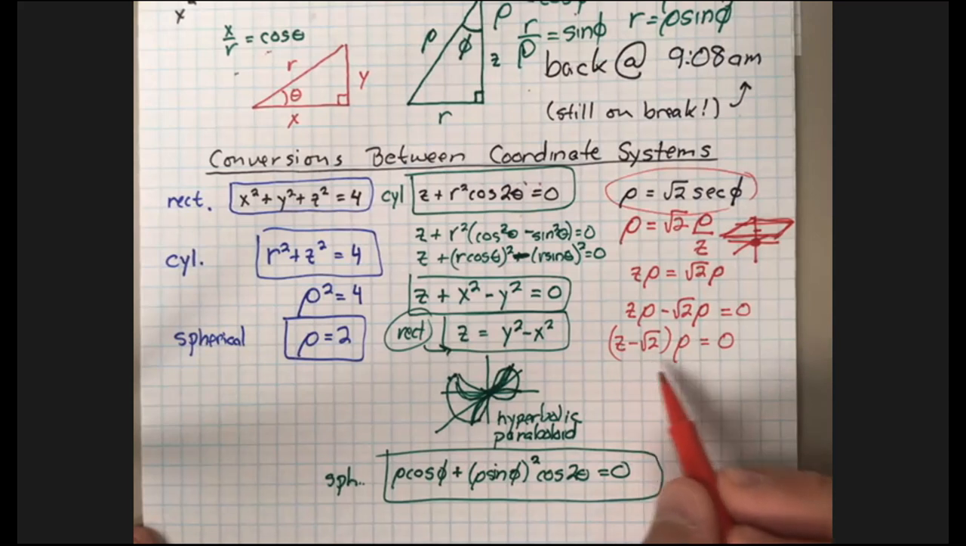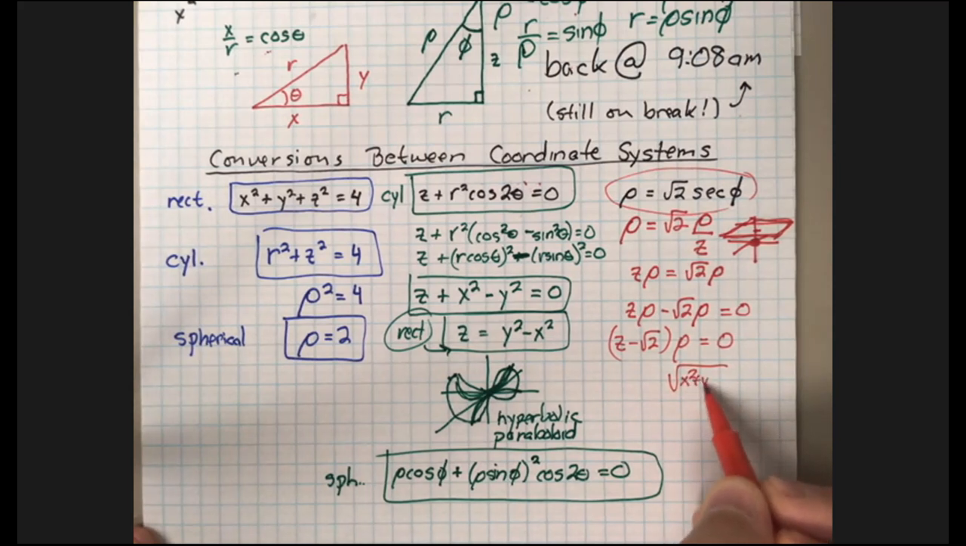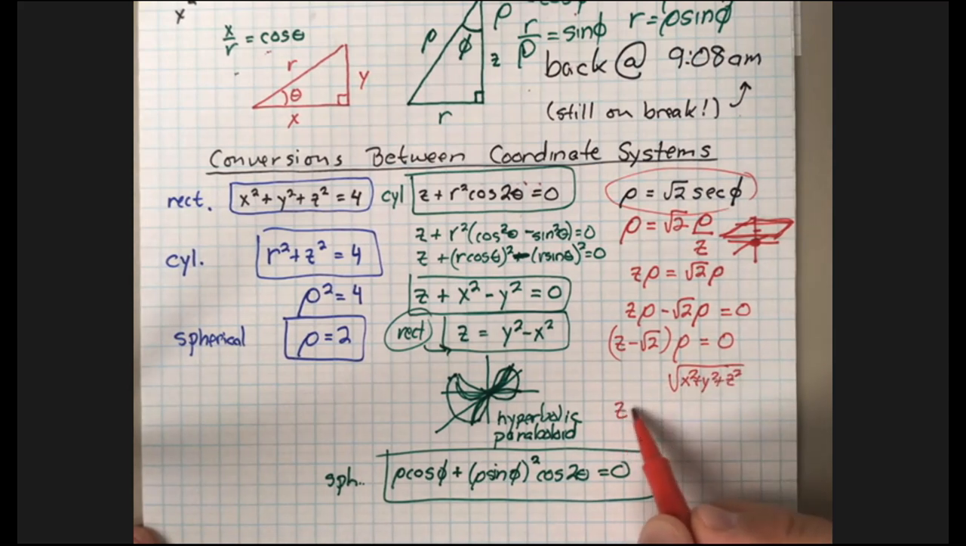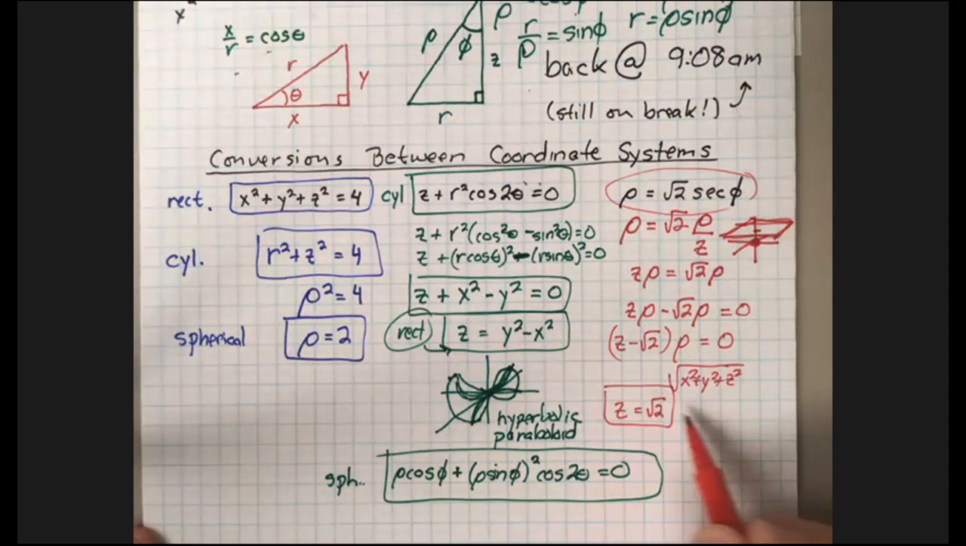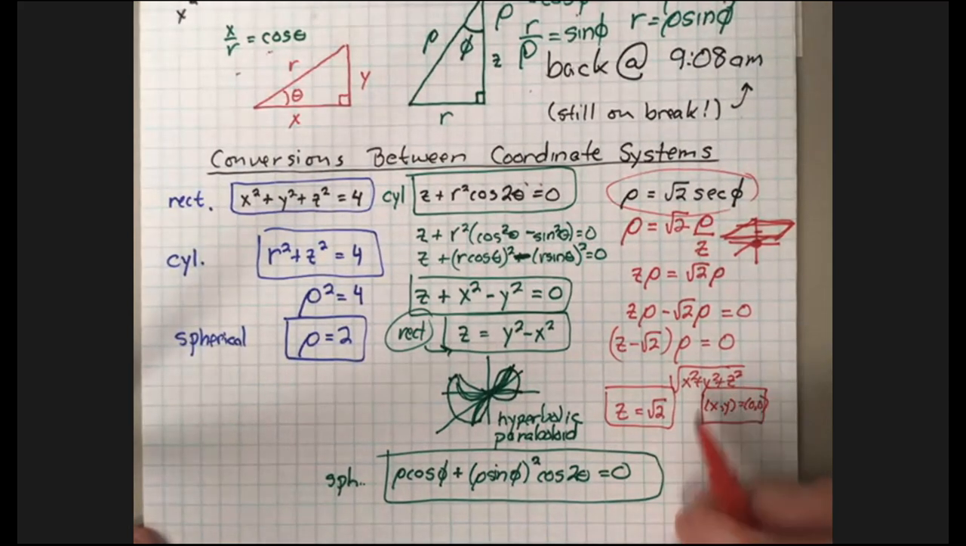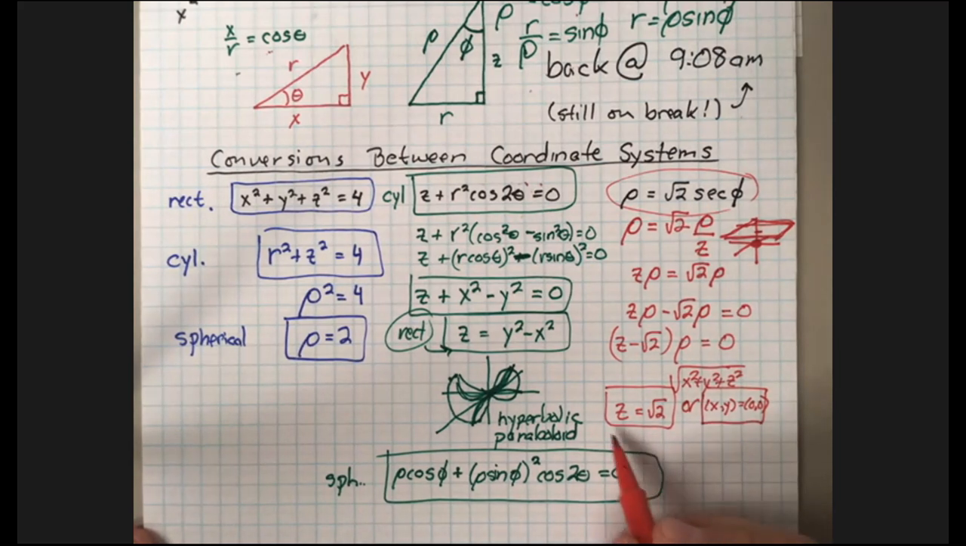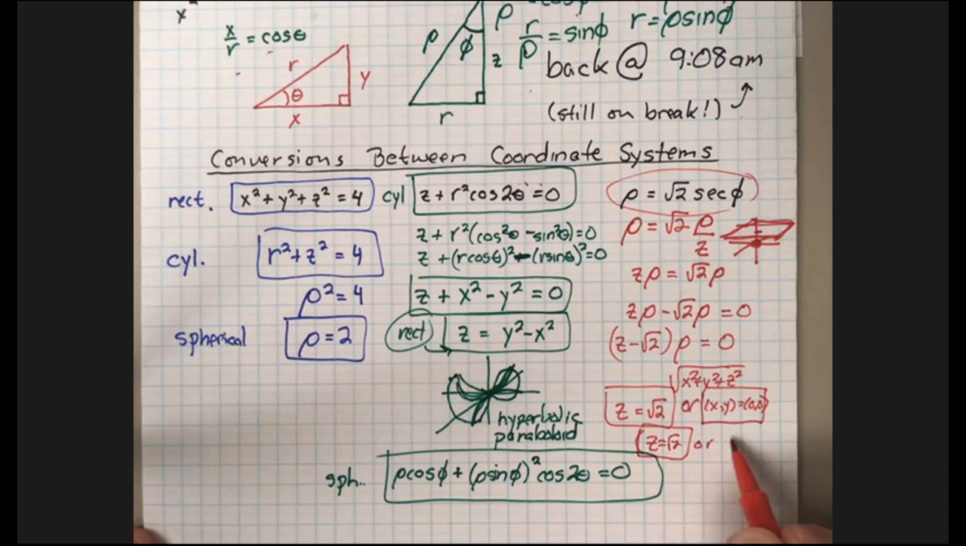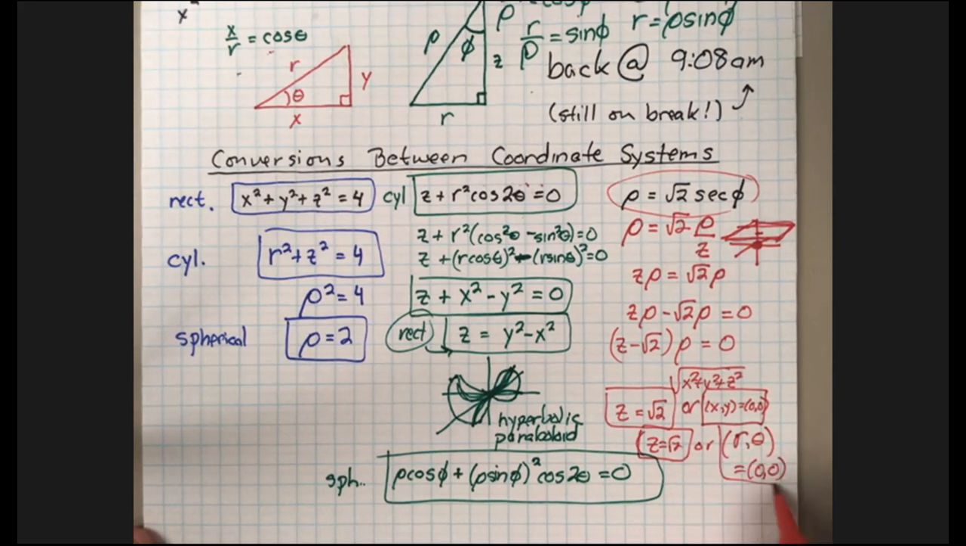I could separate them. I could make this be rectangular by replacing rho with x squared plus y squared plus z squared. But if I wanted to say plane and dot in rectangular coordinates, I could just as easily say this. Z equals root two, and x, y equals 0, 0. That says plane and dot also. Let's go to cylindrical coordinates. Cylindrical coordinates use the same z, right? Z equals root two, or r and theta equals 0 and 0, because that's the origin dot.